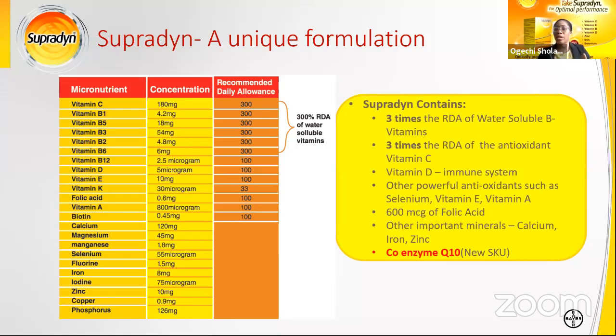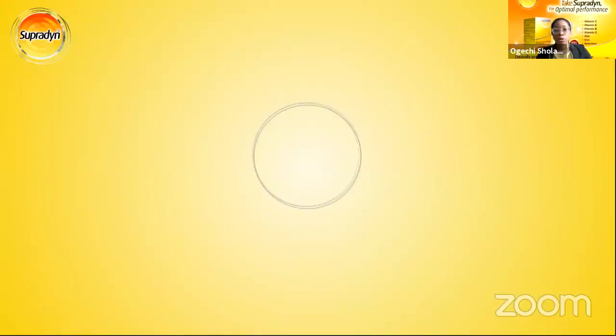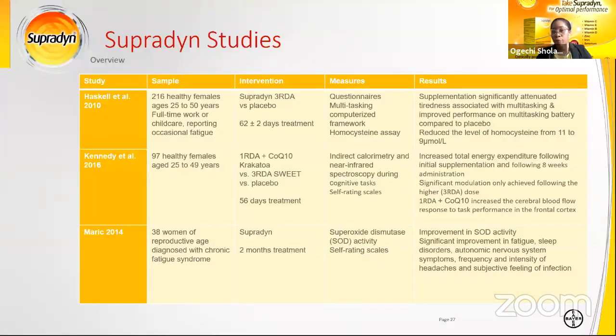One interesting thing also is that the new SKU we are bringing in is going to also contain coenzyme Q10, which is very helpful in patients who have cardiovascular disease, and also supports its energy claim. So Supradyn is clinically proven to reduce stress, tiredness, and fatigue, and also increase energy levels. And we have data to show it.